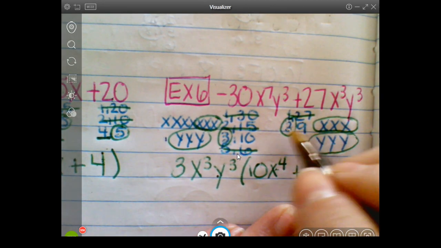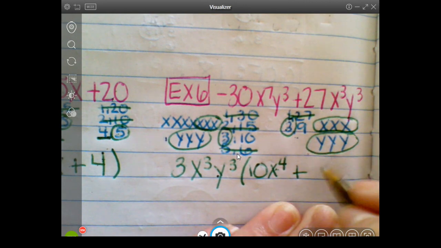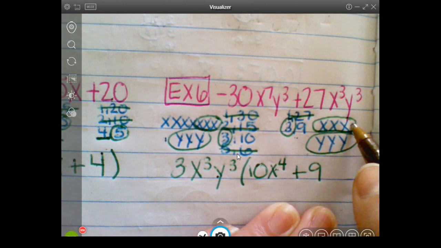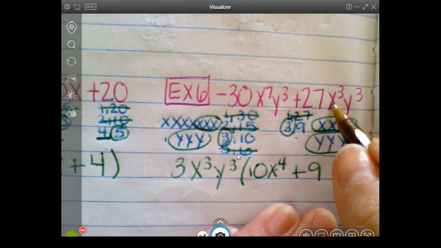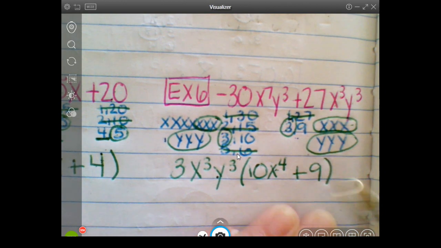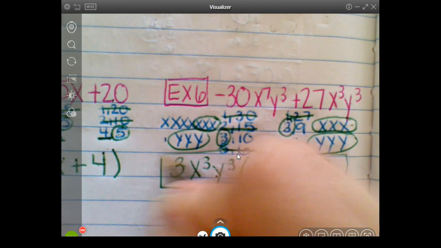And the same thing. I used 3, so 9 is left. And all my x's are gone because there's x3 out here, and I had x3. And I have y3, and there's y3 out here. There's no variables left, so that's it. So this is my answer for this one.